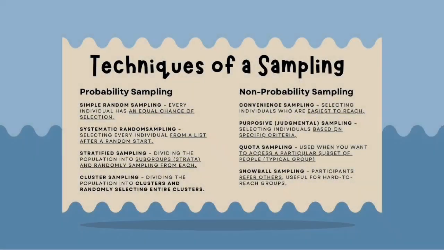Yes, of course. For probability sampling, we have 4 techniques. These are simple random sampling, where every individual has an equal chance of selection. Systematic random sampling: here, we select every individual from a list after a random start. Stratified sampling, where we divide the population into subgroups or strata and randomly sample from each. And cluster sampling, dividing the population into clusters and randomly selecting entire clusters.